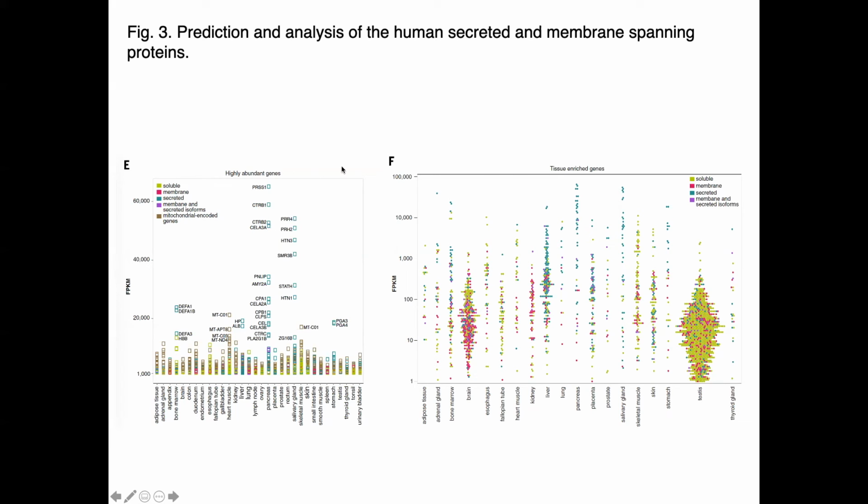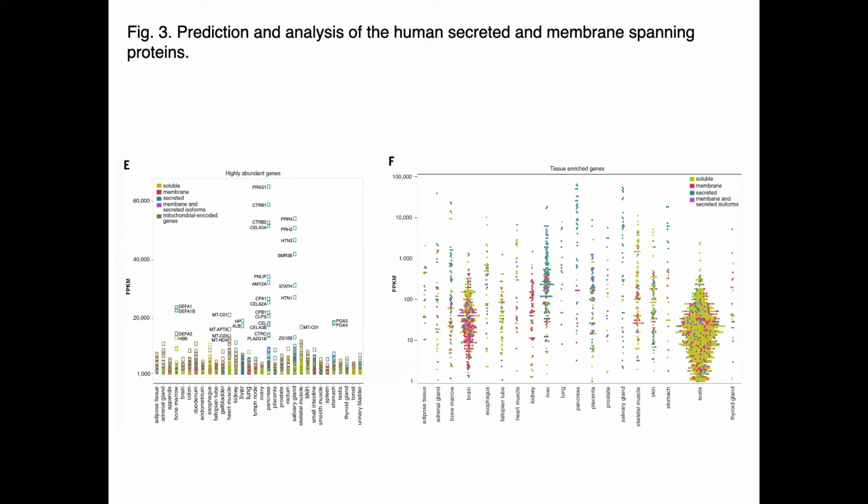Similarly, in figure 3F, the mRNA level of all genes identified as tissue enriched are shown for a few selected tissues shown on the bottom. Here, each dot stands for one gene. Therefore, the factors shown in this figure are tissue on the x-axis, mRNA level on the y-axis, cellular localization shown by the different colors, and genes shown as the different dots. So also 4 different factors, right?